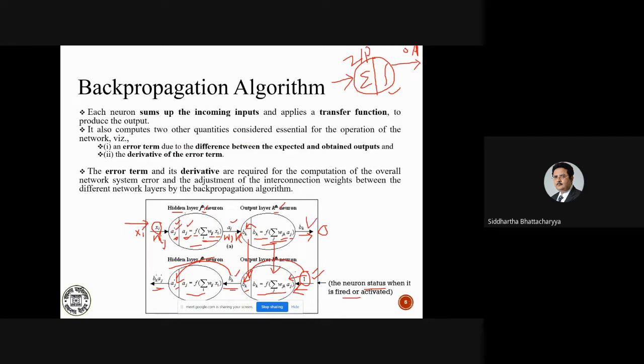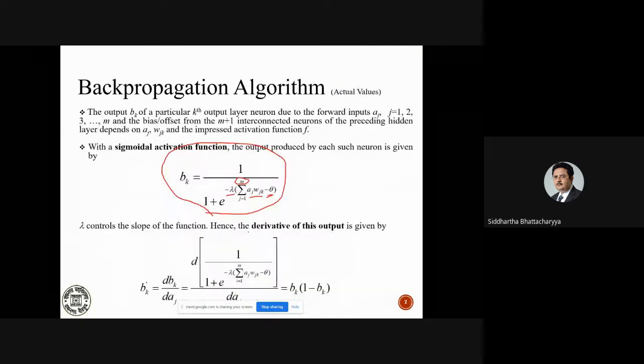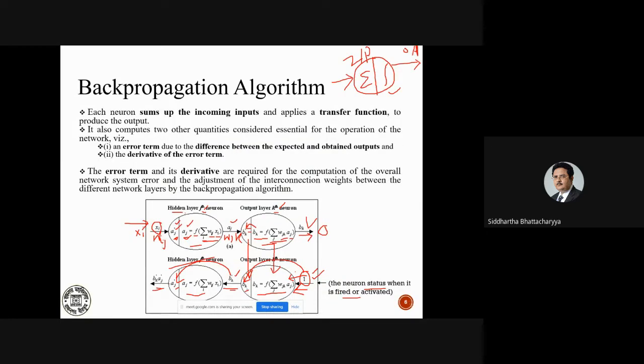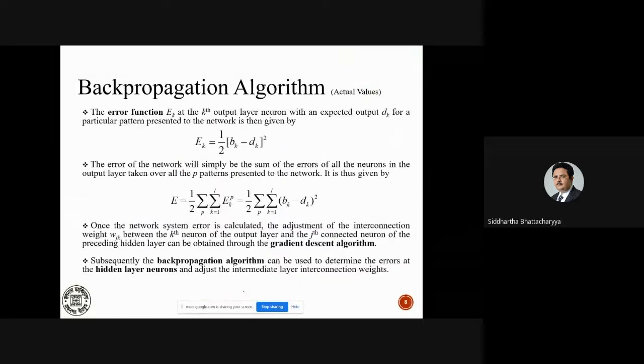Now you have to compute the bk dashed. How is bk dashed coming up? It's quite straightforward, because for this particular sigmoidal function, the derivation is quite simple. You will get bk dashed actually comes out to be bk into 1 minus bk. These things are known, and it is there in the books. So bk dashed over here is actually bk into 1 minus bk. Okay, fine. So now you calculate the error.